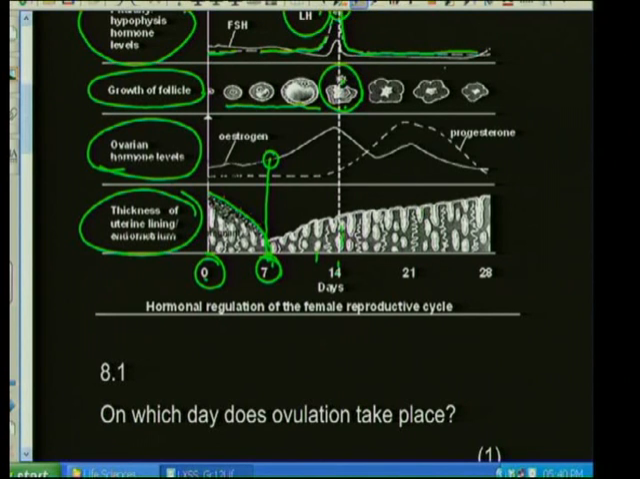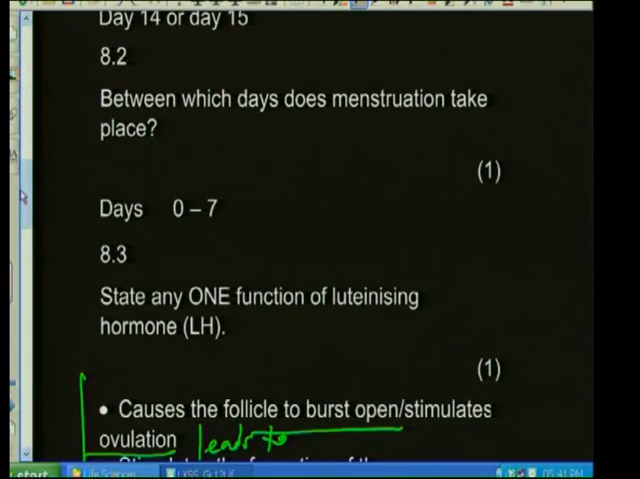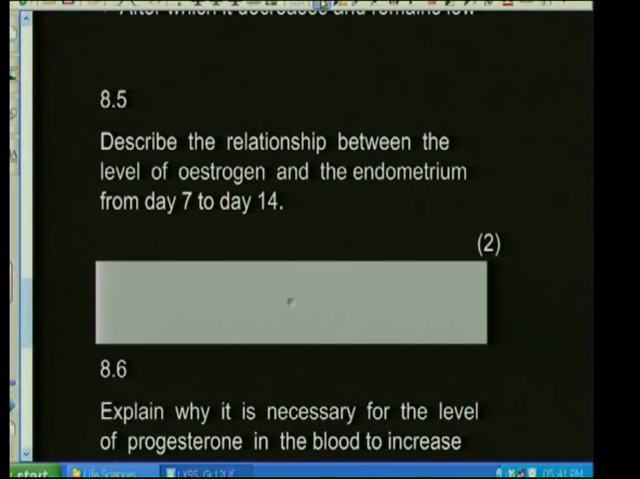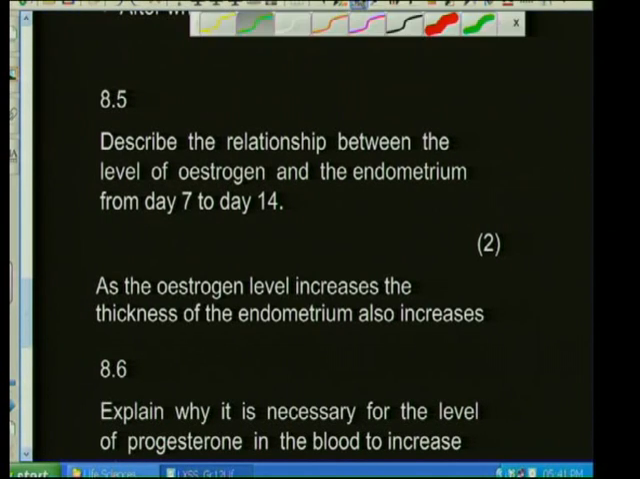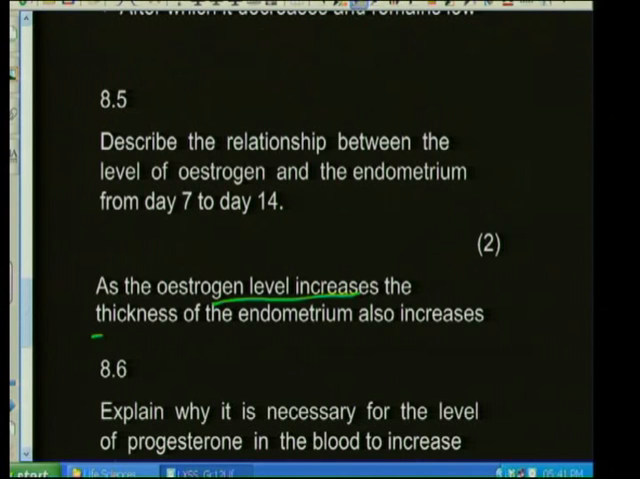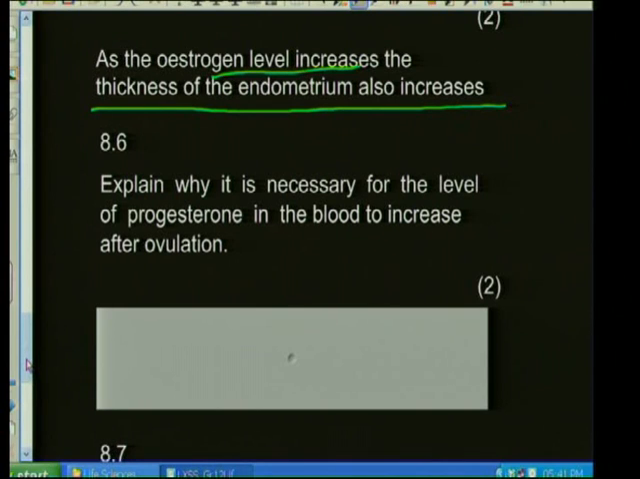Immediately there you can see there is an increase going up that way. And what's happening here? Also increasing. Why? Because the function of estrogen is to cause the endometrium lining to thicken. That's the function. So obviously that relationship has to exist. As the estrogen level increases, the endometrium wall also increases. Simple as that.